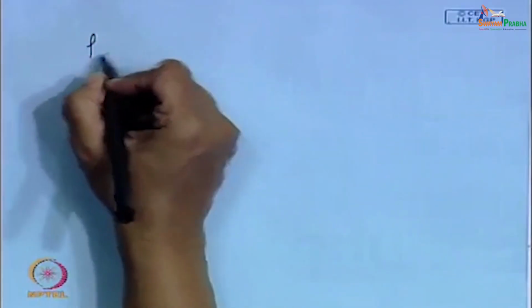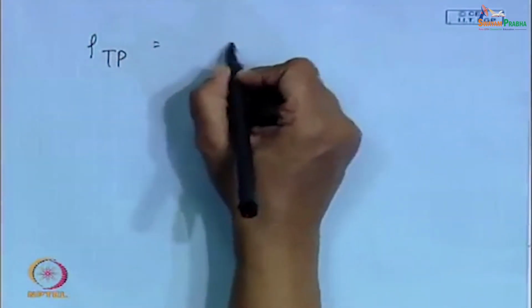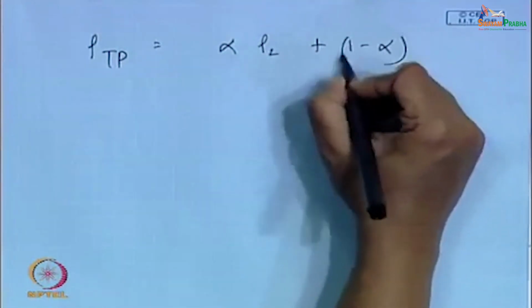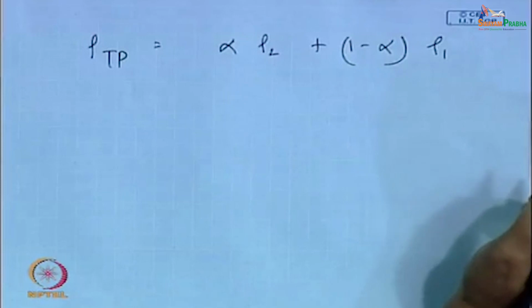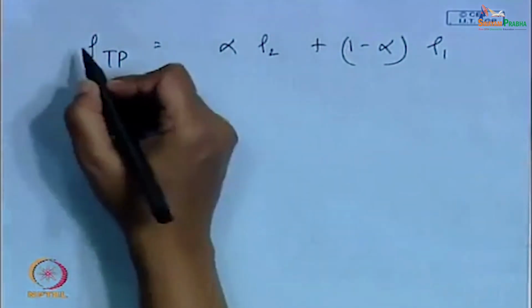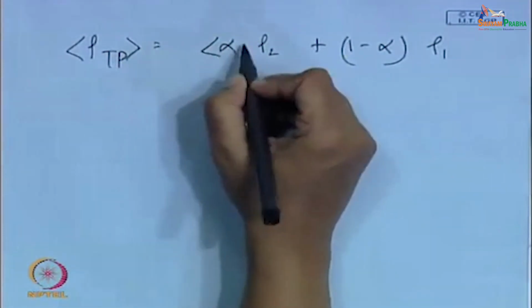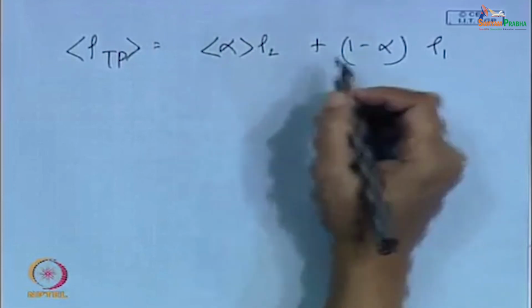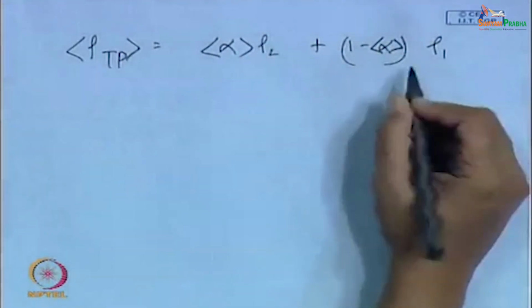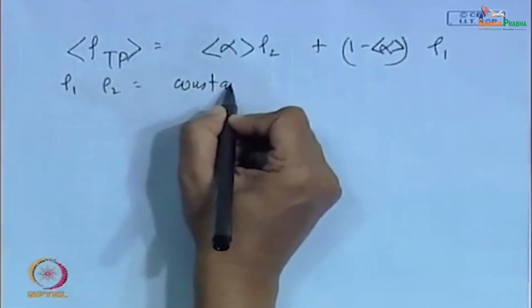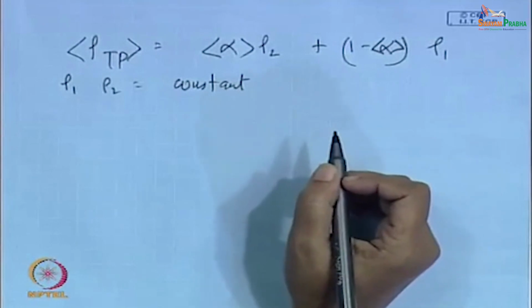So, suppose I get it for rho Tp, what was it? This was alpha rho 2 plus 1 minus alpha rho 1, is it not? Now, for this particular case, it is the mixture density averaged over the entire cross section. This will be alpha rho 2 plus 1 minus alpha into rho 1, where we assume that rho 1 and rho 2 are constant, they do not vary over the cross section.